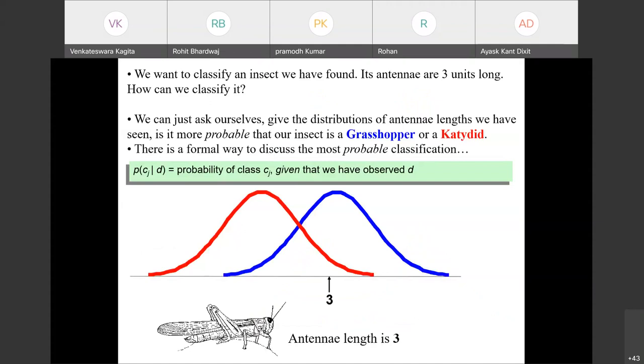Suppose we want to classify an insect we have found and its antenna length is 3 units long. So how can we classify it now?